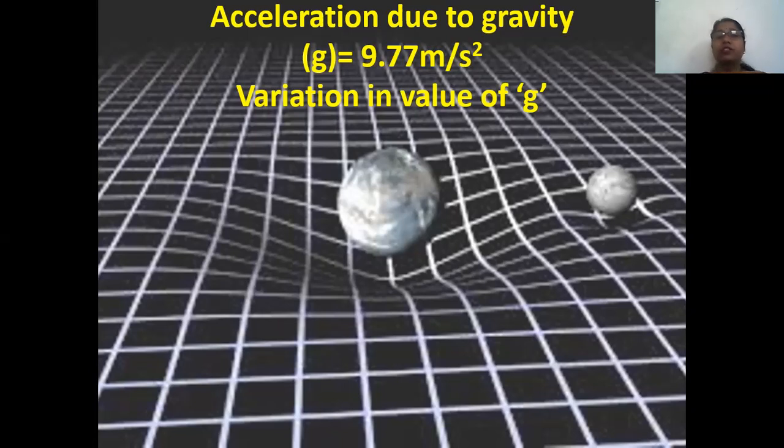Now we come to the next concept, acceleration due to gravity. It's given by the letter g. The value of it is also derived, and it's 9.77 meters per second squared.